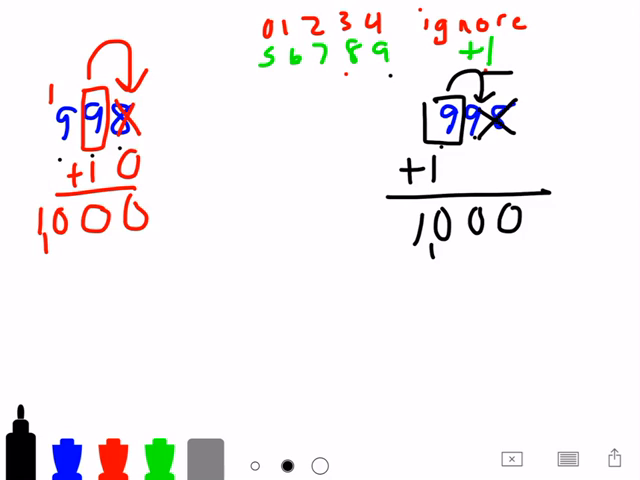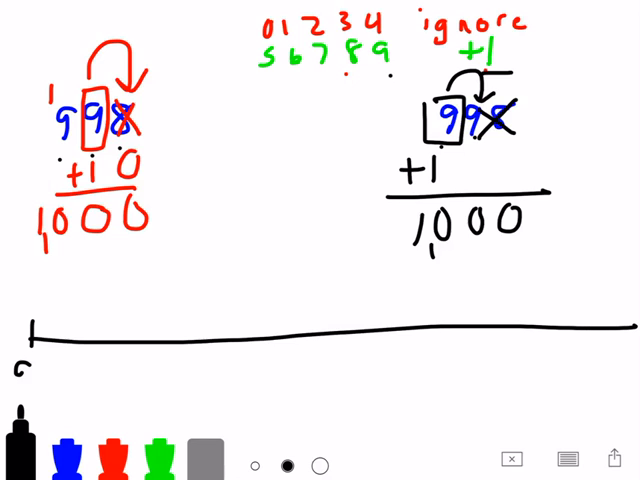Let's take a look at this number on the number line. So if I were to make a number line, let's start at 900 here, and we'll say 1,000 is over here. And I'm going by 10, so this is 910, 920, 930, 940, 950, 960, 970, 980, 990, 1,000. So this is 950 right here in the middle.